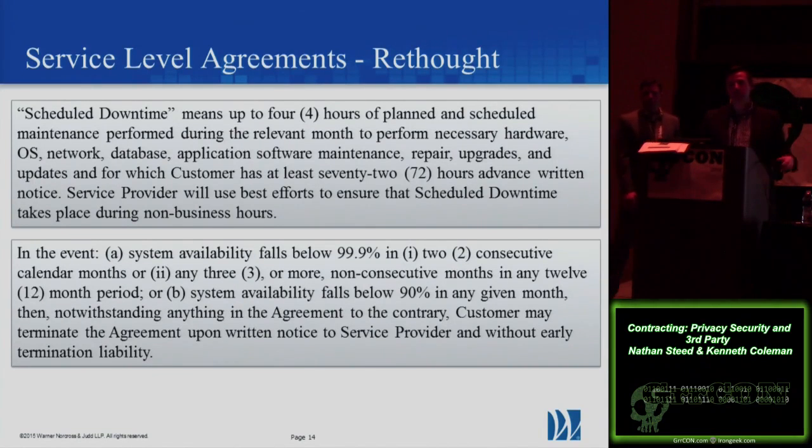So this first provision deals with scheduled downtime and the notice and the amount of downtime that you can have in any given month. The second paragraph deals with this situation of chronic downtime. So if it falls below 99.9 in 2 consecutive months or 3 months in any 12-month period, or if you have 1 month that is really bad, if it's below 90% in this example, then that allows you the right to terminate. Like I said, it just gives them a little bit added motivation to help you out when the system is down.